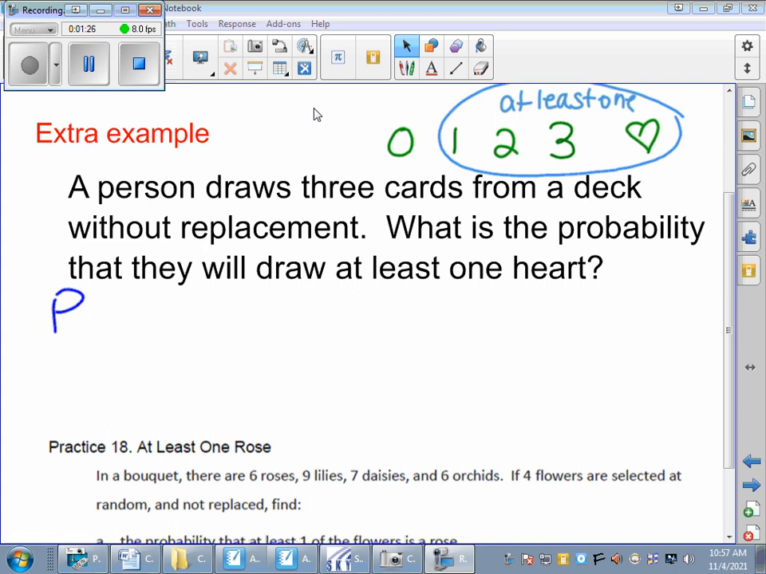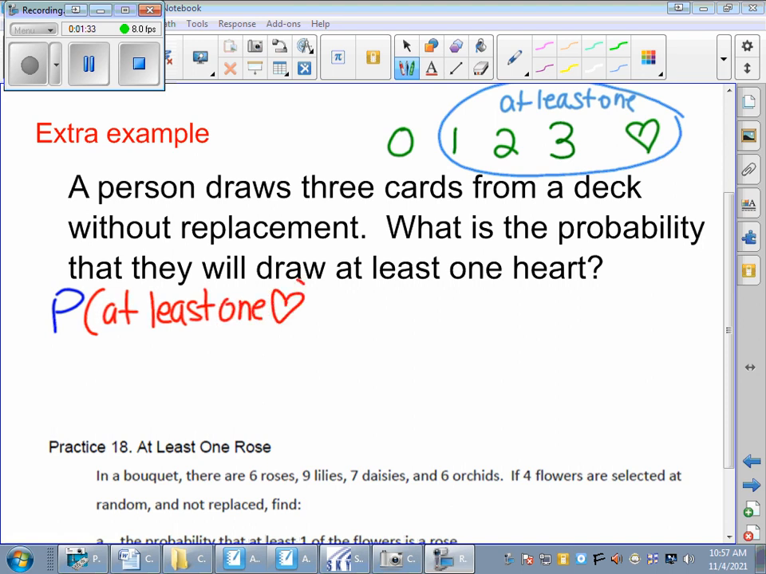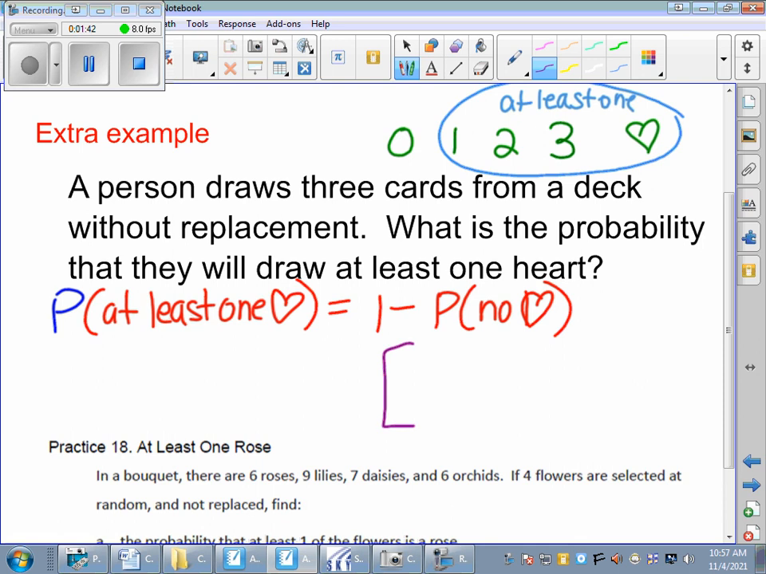So the probability of at least 1 heart is equal to 1 minus the probability of no hearts, right? Let's make our lives easier. I always put a little bracket here because here's where my math is going to be. I'm going to do 1 minus whatever that answer is. We're going to draw 3 cards without replacement: my first card, my second card, and my third card.